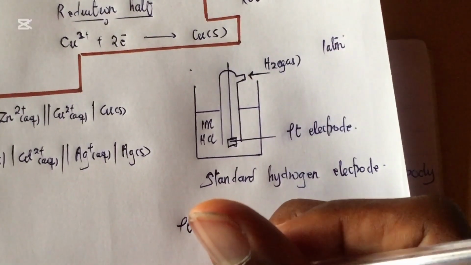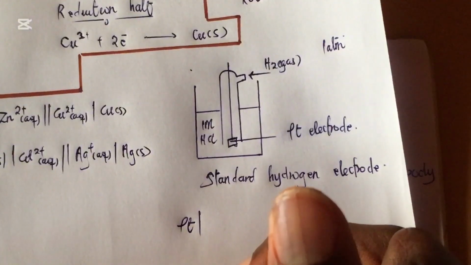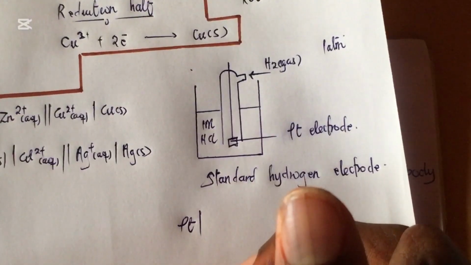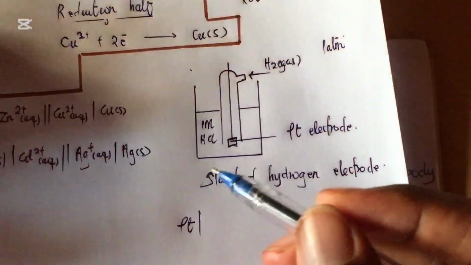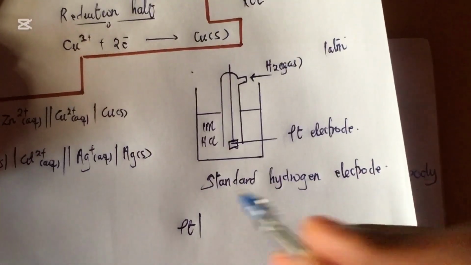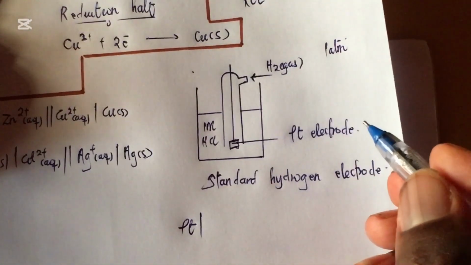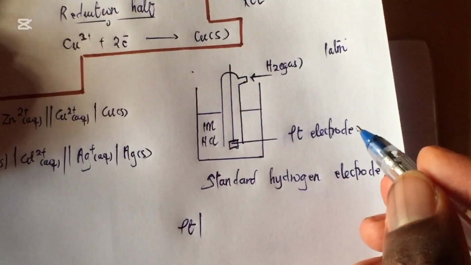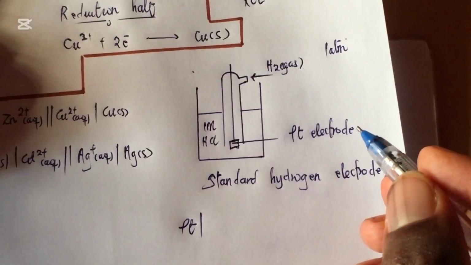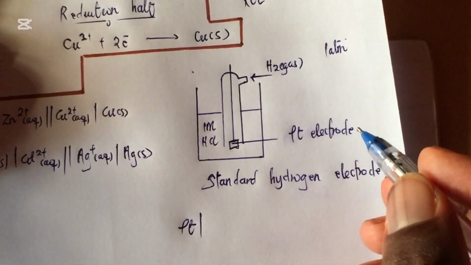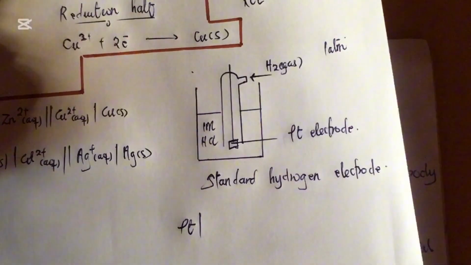So this one is actually a typical example of the standard hydrogen electrode. And it's a standard hydrogen electrode because the gas that we are dealing with is hydrogen, as it is found in the name. But the reason why it is standard is everything is occurring at standard conditions: a temperature of 25 degrees Celsius, a concentration of 1 molar HCl and also a pressure of 1 atm.